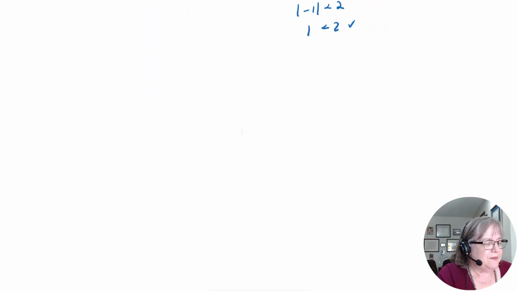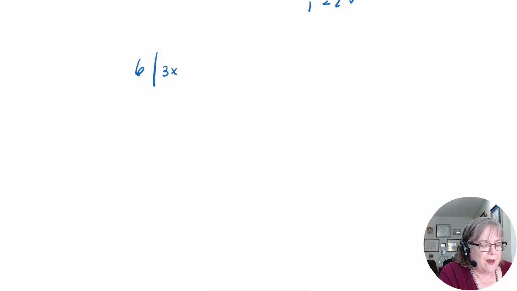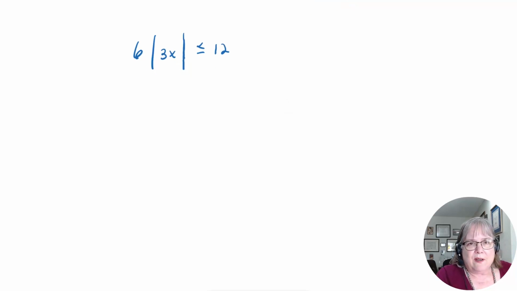Let's try another one. What if you have 6 times the absolute value of 3x is less than or equal to 12? Well, we don't have any numbers to add or subtract on the outside, so we just have 6 to multiply. So the opposite of to multiply is to divide. You divide both sides by 6. 12 over 6 is 2.